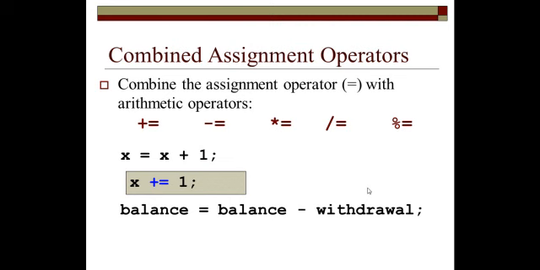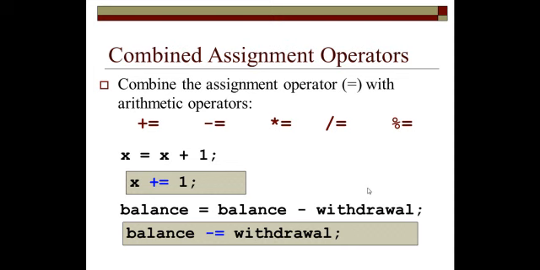Balance equals balance minus withdrawal. A shortcut way of writing that is balance minus equals withdrawal. For beginners, I just prefer you write it all out: x equals x plus 1 and balance equals balance minus withdrawal. I'm just covering these assignment operators because they're mentioned in our chapter, section 2.6, combined assignment operators, so that you understand what's going on there.